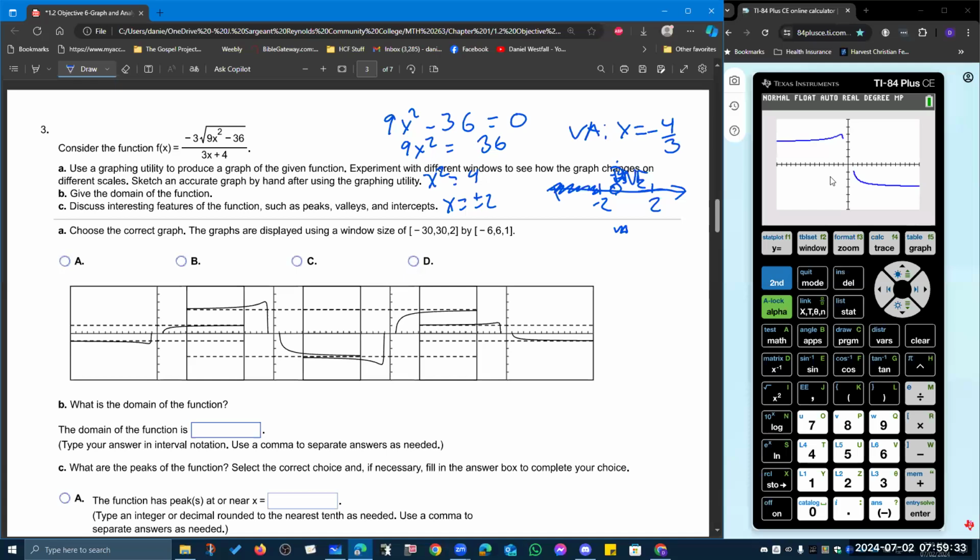To the right of 2 is going to be like 3. Again, we get 81 times 9, big number minus 36. So it's going to exist here. So my domain is going to be negative infinity to negative 2 included, union 2 to infinity. These are brackets, it's closed.